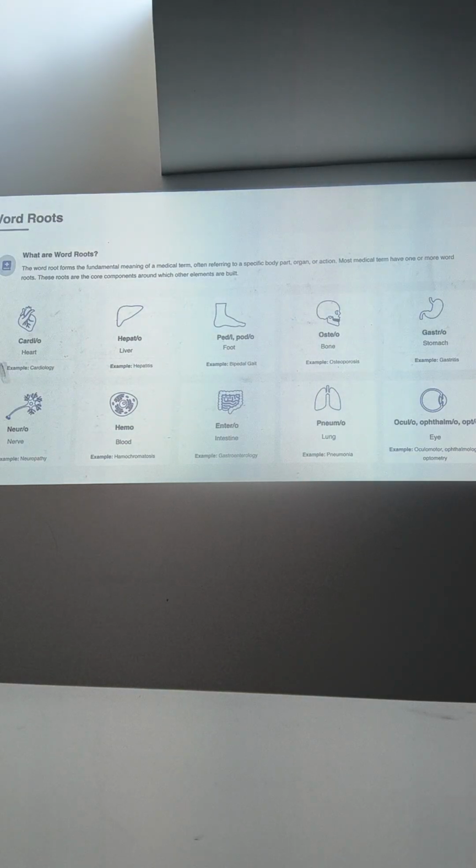Now, word roots are the fundamental meaning of a medical term, often referring to a specific body part, organ, or action. Most medical terms have one or more root words. That can happen. These roots are the core components around which other elements are built, suffixes and prefixes. So we're going to go through it together.